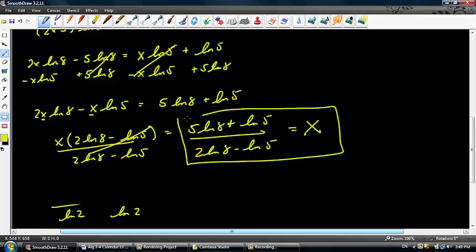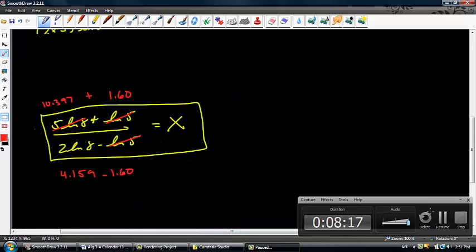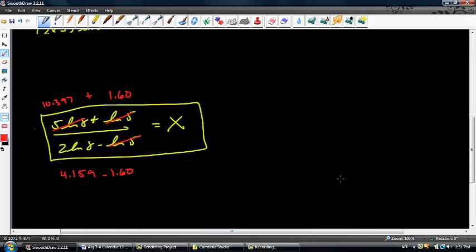Now, unfortunately, there's only one way to go about this. I have to figure out what each of these are individually. So I'm going to pause this and figure it out. So hold on. All right, after figuring all that stuff out, this is what I got. 5 times natural log of 8 is 10.397 plus 1.60, which is the natural log of 5. I put it down here again because I had another natural log of 5. And then 2 times the natural log of 8 is 4.159. Hopefully you guys beat me to that answer. Let's go ahead and figure the rest of this out.